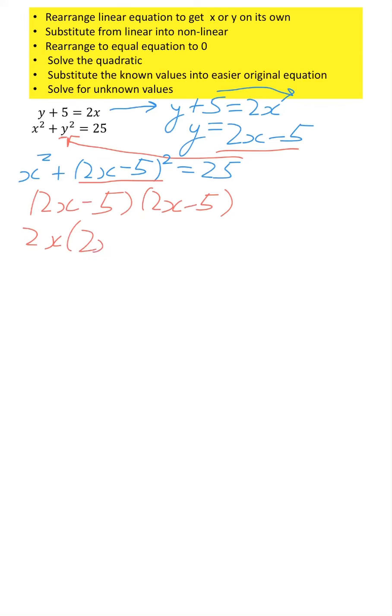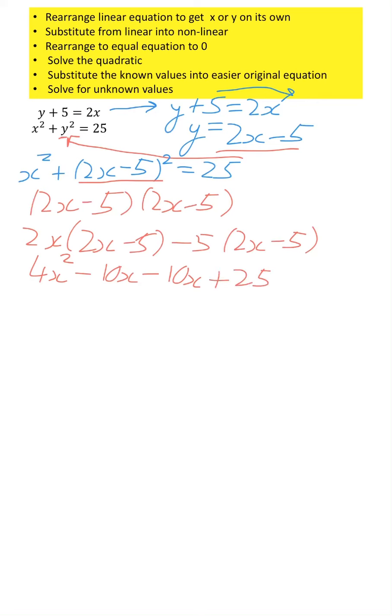2x times 2x minus 5 and minus 5 times 2x minus 5. 2x times 2x is 4x squared. 2x times minus 5 is minus 10x. Minus 5 times 2x, we have minus 10x. Minus 5 times minus 5, we have plus 25. Let's simplify here. So we have 4x squared minus 20x plus 25.